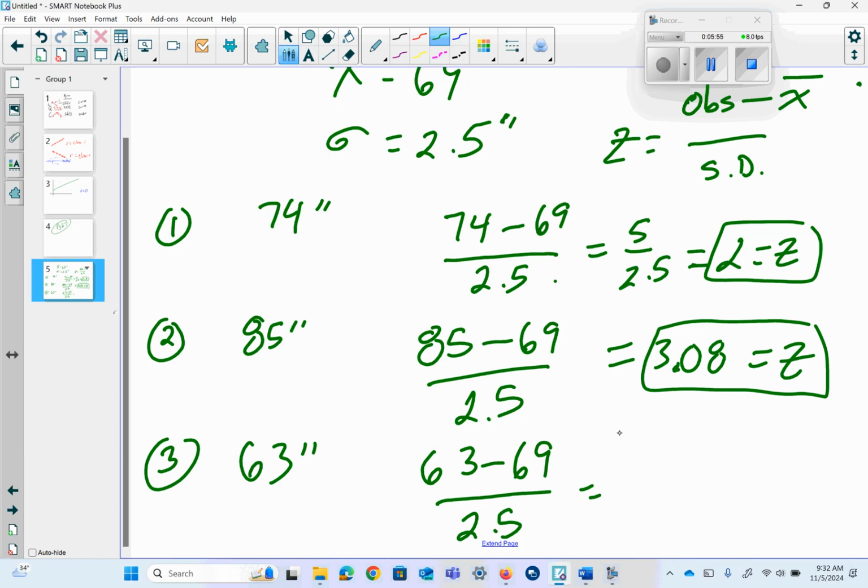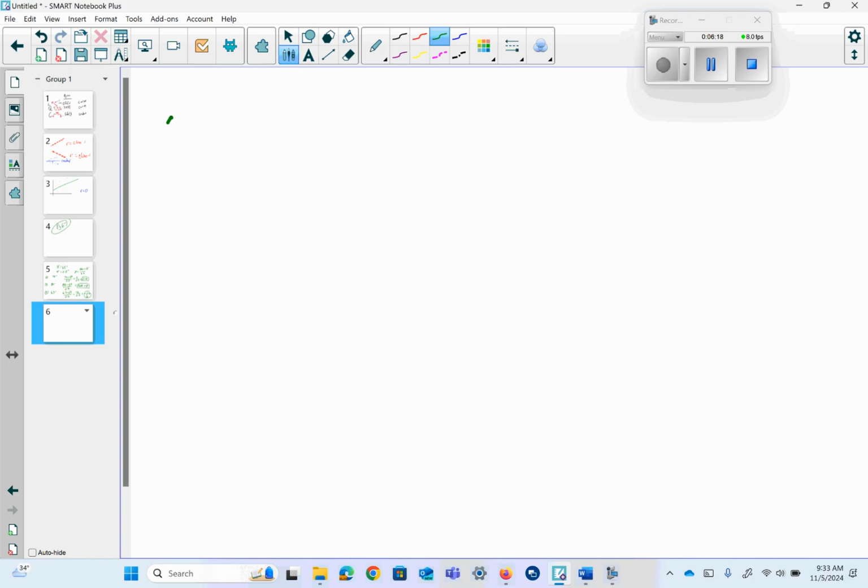So 63 minus 69 is negative 6. Negative 6 over 2.5 is, I don't know, negative 2.4 as far as his z-score goes. Okay? So a negative z-score would be below the average. A positive z-score would be above the average. Pretty simple. All right, number 4, professional wrestler known as The Undertaker.